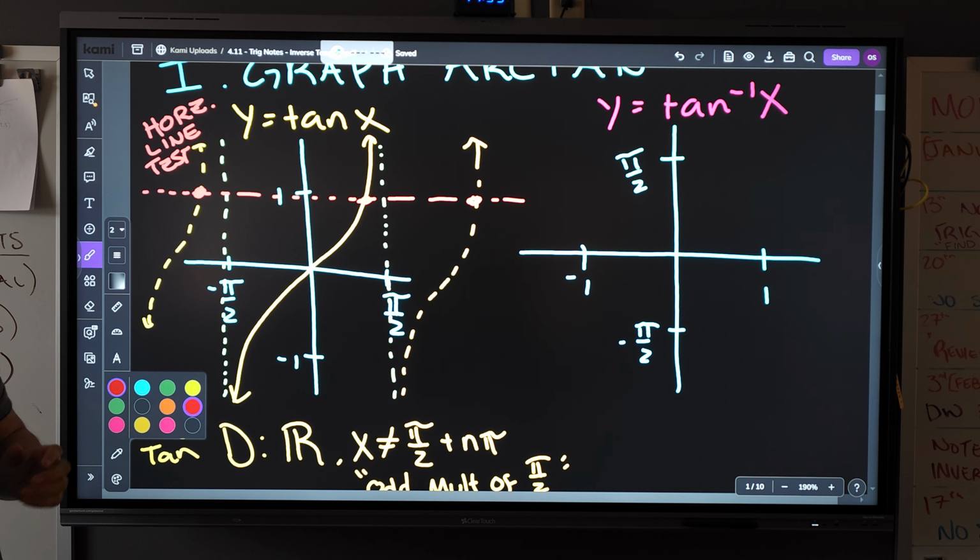Why just that middle part? Because that one only touches 1 time. Does that make sense? Okay.